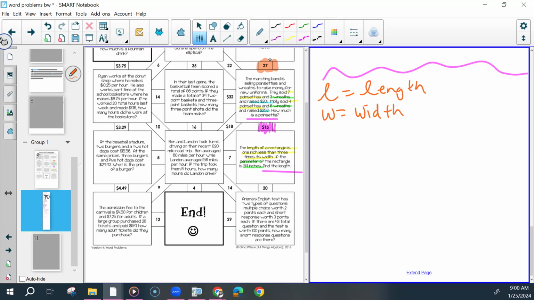In general, how do we find perimeter of any shape? So length plus the width of all the sides, so that would be length plus width plus length plus width of a rectangle. So we could rewrite that as P equals 2L plus 2W. That's in general. Specific to our problem, we know our perimeter is 54, so we can replace P with 54.